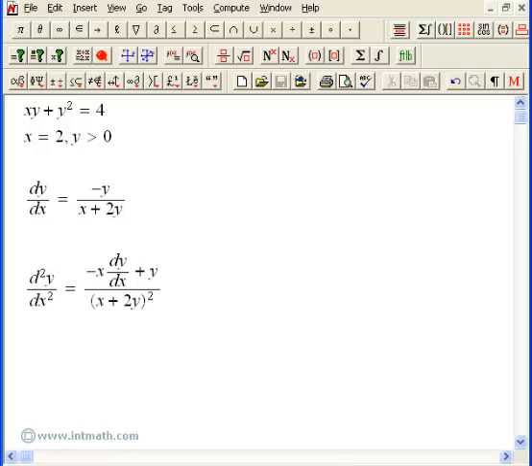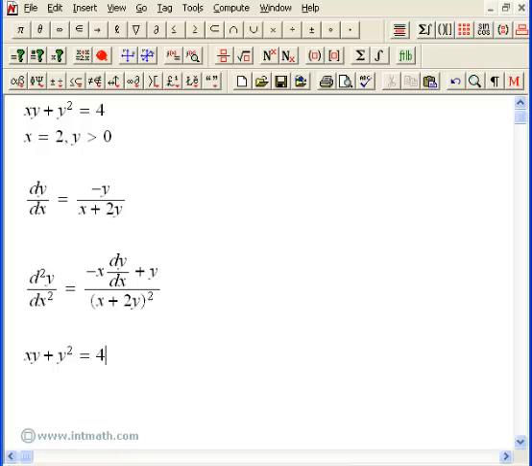So the question asks us to find the value of the second derivative of xy plus y squared equals 4 when x equals 2 and y is positive. Let's actually graph it first to see what's going on before we try to find the value. So what I do is I just copy our function expression and try and graph it.